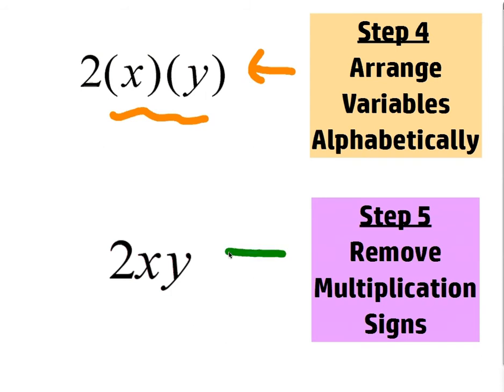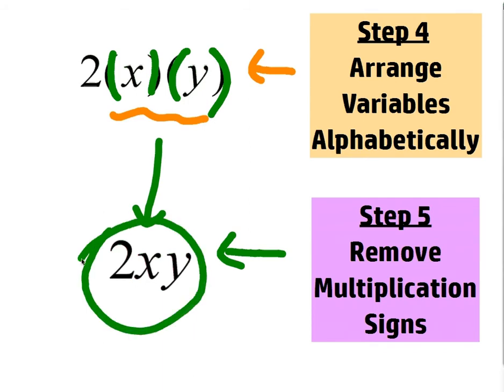And then finally, we're going to remove multiplication signs or parentheses, because when you have two things next to each other in parentheses, that means multiply. So we're going to remove that, and this is our final answer, 2xy.